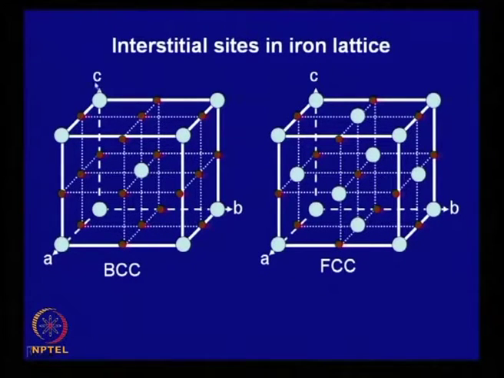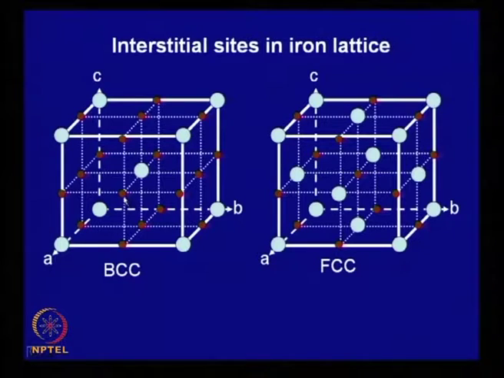So, this is a body centered cubic structure. The large spheres represent the location of iron atoms. So, this is a BCC structure. You have one atom at the corner of the cell, one at the center of the cell, and with these red dots, the locations of interstitial sites have been represented.